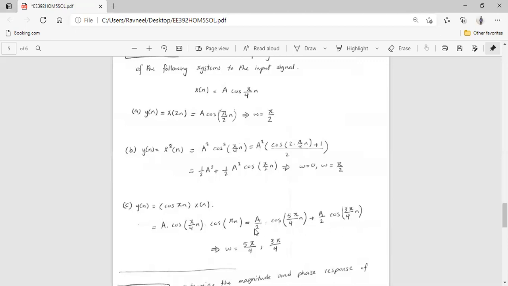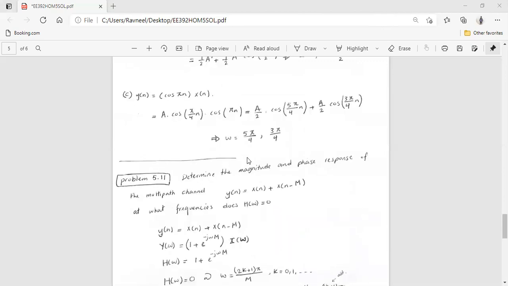So based on this, the first term has an omega value of 5 pi upon 4, right? And this particular term has an omega value of 3 pi upon 4. So the frequency components are 5 pi upon 4 and 3 pi upon 4, right?